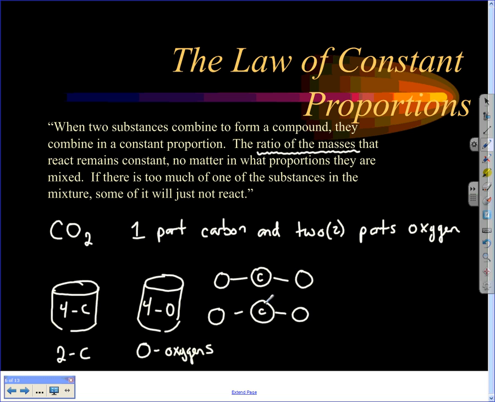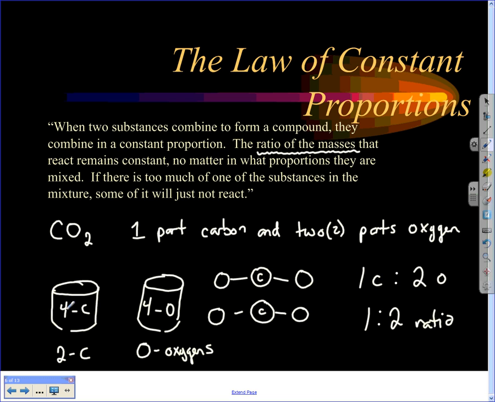We used only two carbons, but those two carbons had a requirement of four oxygens. They combined in a 1-to-2 ratio. For every one carbon, we had two oxygens. It's a 1-to-2 ratio. This idea of constant proportions, a 1-to-2 ratio, is what this is all about. And this last sentence, if there's too much of one substance in the mixture, some of it will just not react. And that's what happened over here with our carbons. We only had enough oxygens for two of the carbons. Therefore, the other two carbons just don't react. They don't do anything. They're just there.